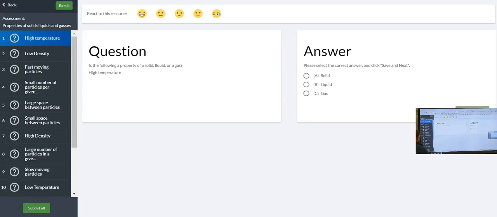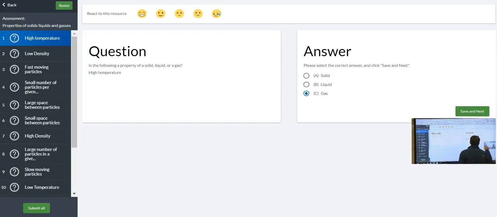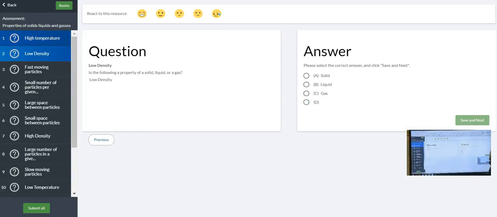Is the following a property of a solid, liquid, or a gas? So we have a high temperature. The things that are the high temperatures are the gas. Alright, we have a low density. Low density also indicates a gas. Next, fast-moving particles. And I'm looking here every time. Fast-moving particles, that means a gas.